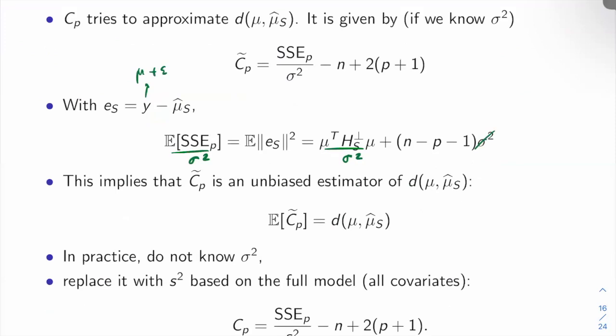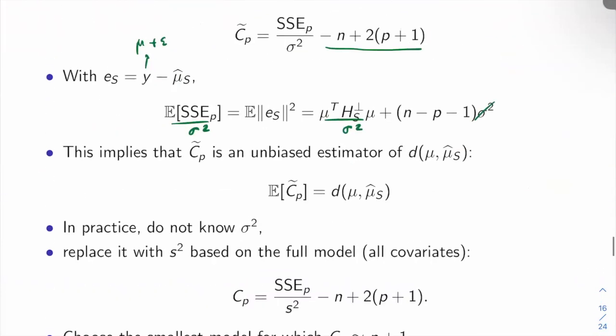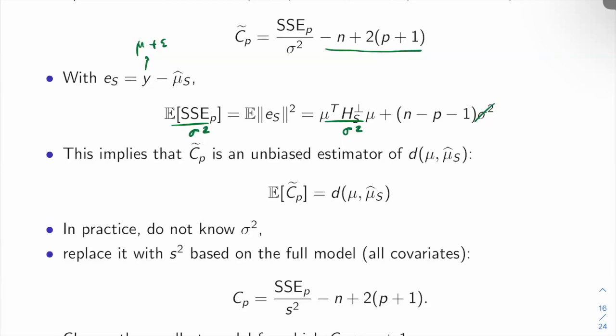I can readjust this. If I add this quantity to both sides, I get p plus 1. So what he suggested is to look at SSE divided by sigma squared minus n plus 2p plus 1. If you take the expectation of both sides, the expectation would be the same as the quantity that we had. So this is his idea. And then we don't have sigma squared, so we're going to replace sigma squared with s squared. So at the end of the day, this is Mallows Cp.